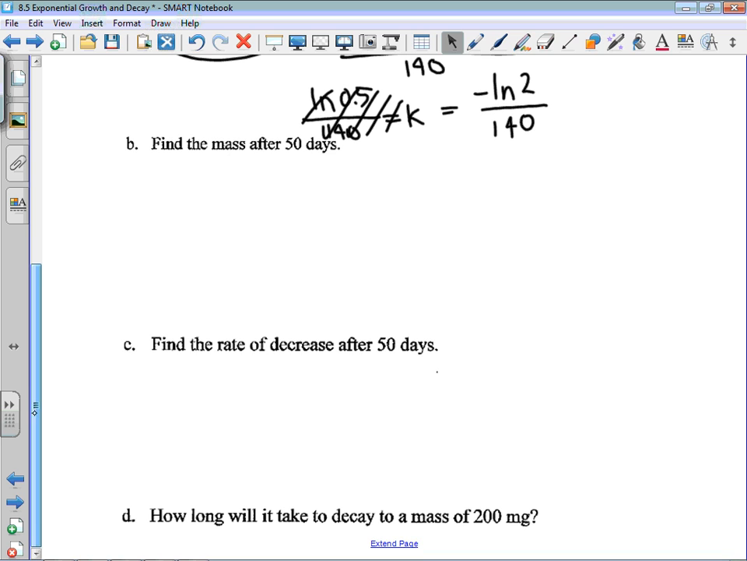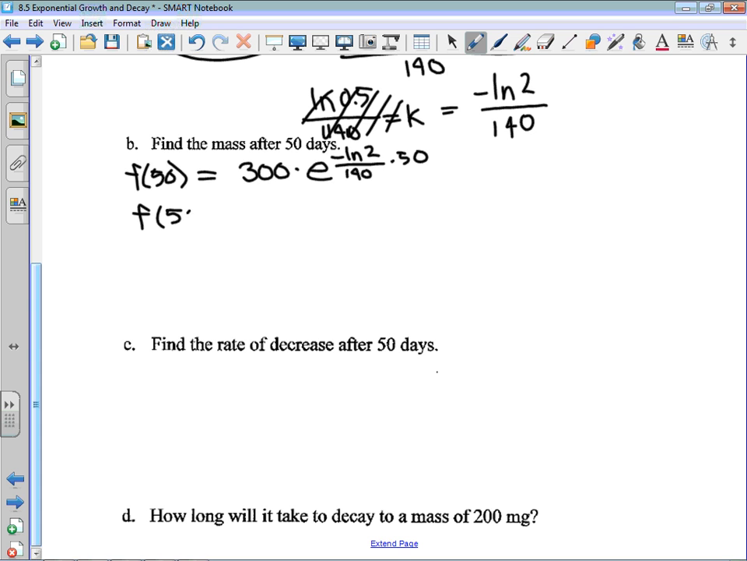So if they want us to find the mass after 50 days, we are looking for f at 50, and that's going to be equal to 300 times e to the power of the negative natural log of 2 over 140 multiplied by 50, and I get that the value of f at 50 is equal to 234, and the same unit we were given, so milligrams.